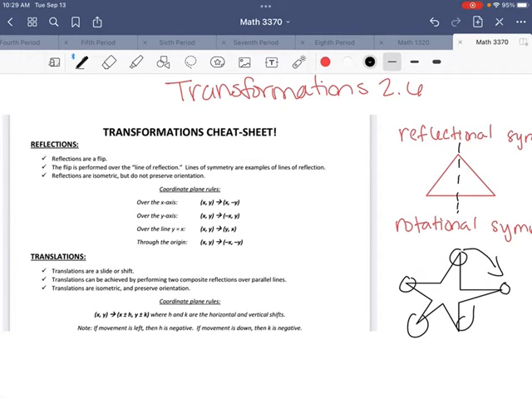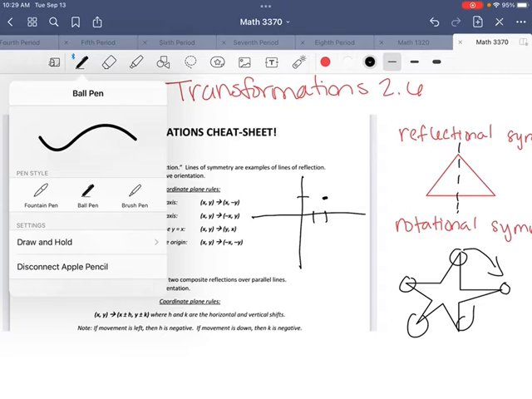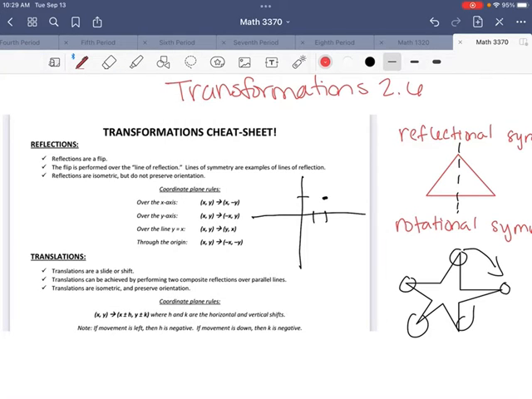So you can reflect it across different axes, over the x-axis, over the y-axis, over the line y equals x, and through the origin. So let's do a little example here. Let's say I have a point at (2, 1), and I want to reflect it, let's say over the x-axis. If you have a picture, it's super easy to reflect it over the x-axis because here you have your x-axis. You can just count, it's going to go here.